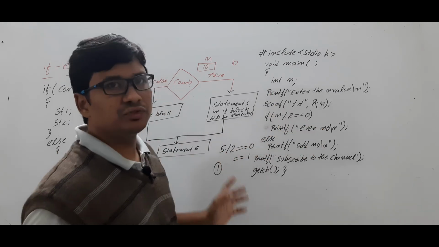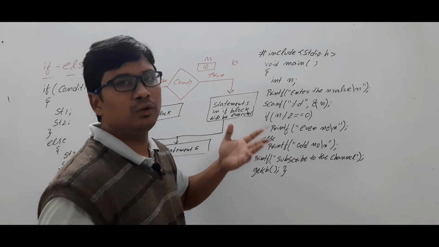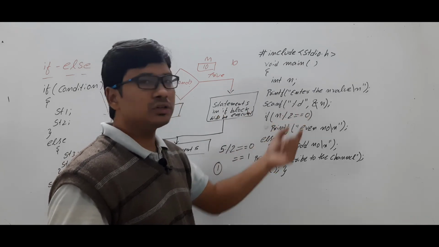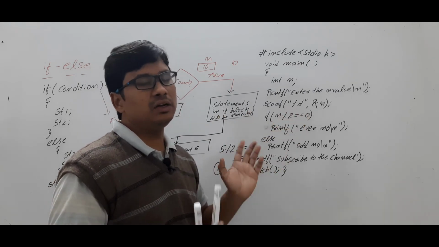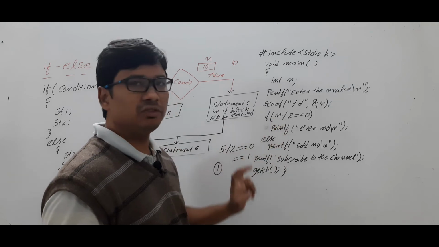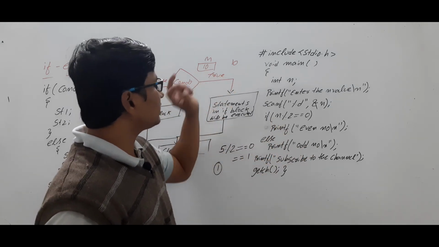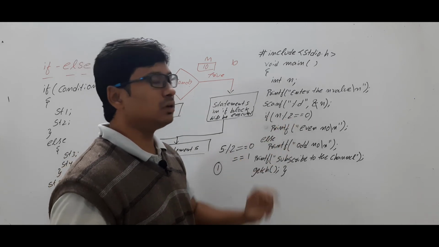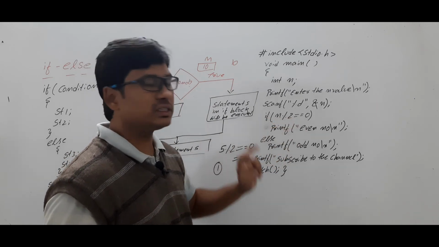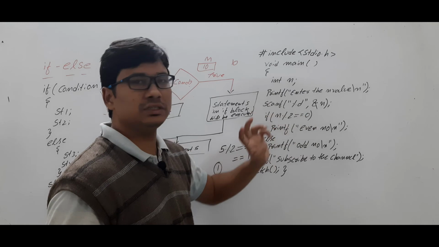If the condition is false, let's say that you have taken the value 11. 11 modulus 2 is equal to 1, which is not equal to 0. The condition will be false. In that case, it will print the odd number. Now let's take the 10 I have taken. 10 modulus 2 is equal to 0.